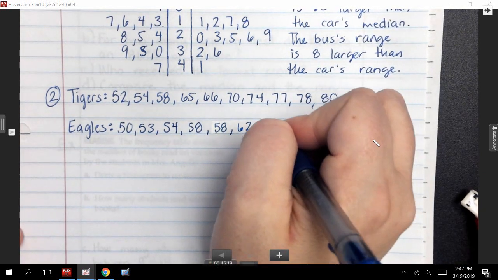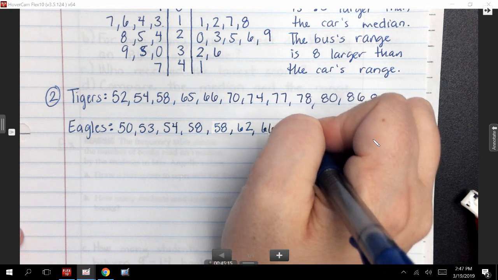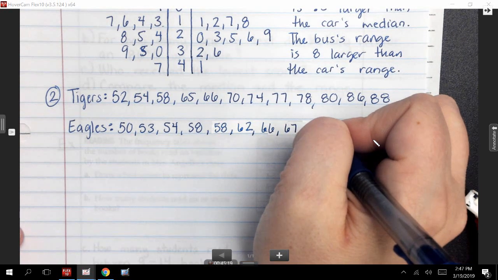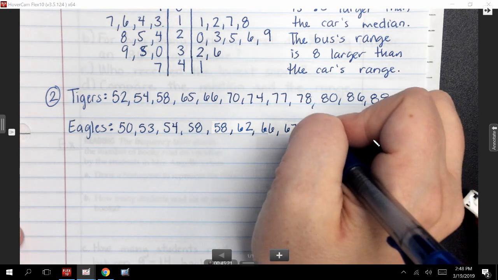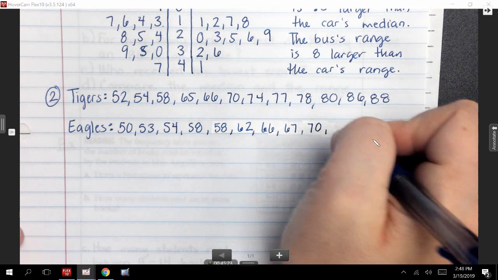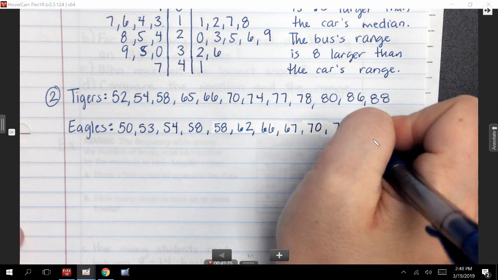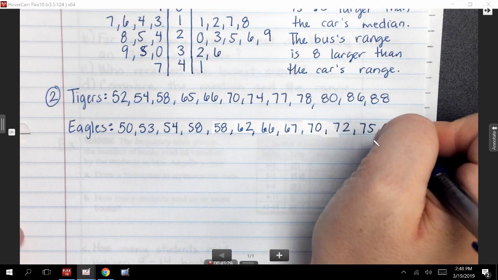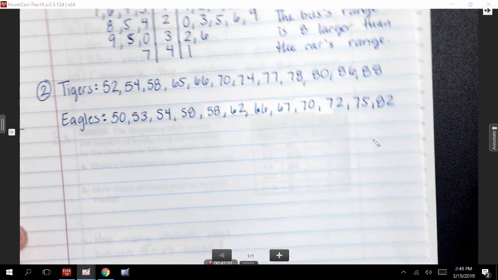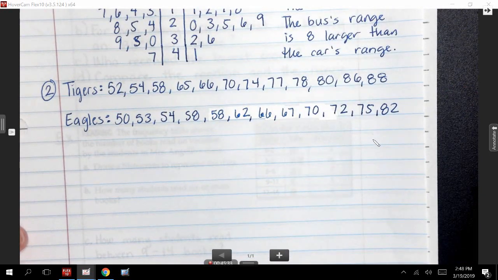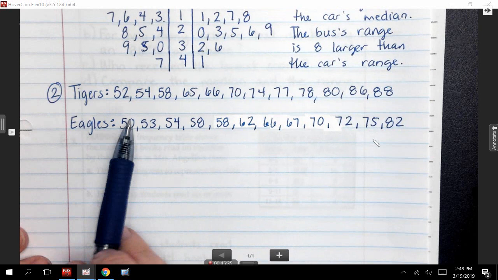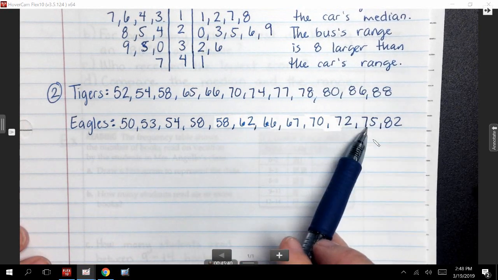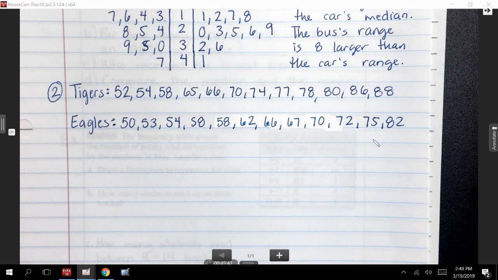So we got 66, then 67, then 70, 72, then 75, then 82. And I'm just going to count. 1, 2, 3, 4, 5, 6, 7, 8, 9, 10, 11, 12. So we do have the right number now.